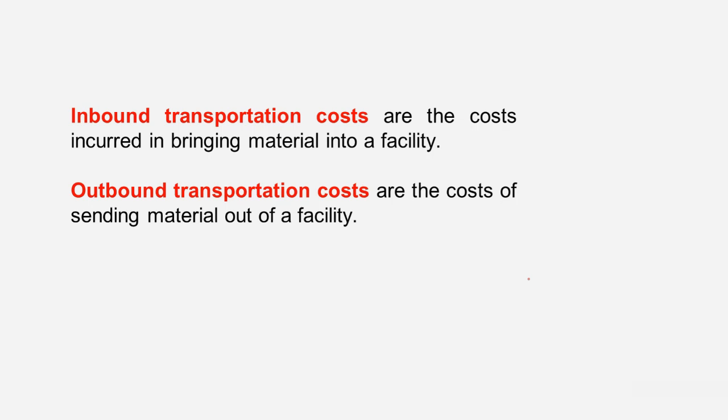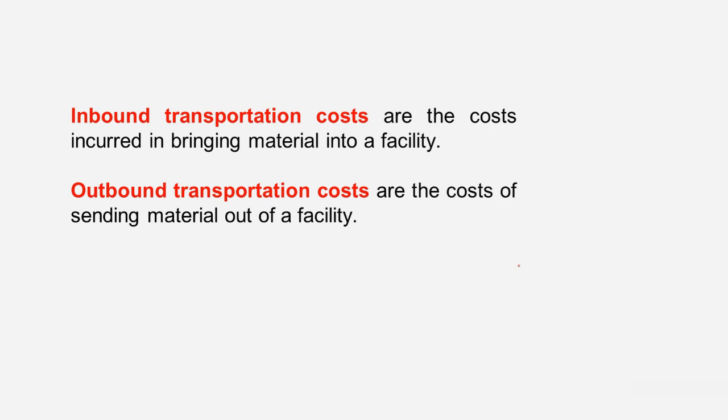So, we have here two types of transportation costs. We have the inbound transportation costs. So, these are the costs incurred in bringing material into the facility. So, pag sinabing inbound, ito yung mga expenses natin pagdating sa pagdadala ng materials papunta sa facility natin. Okay, let's say for example, ito yung expenses natin nung dineliver yung mga products, okay, papunta sa restaurant natin.